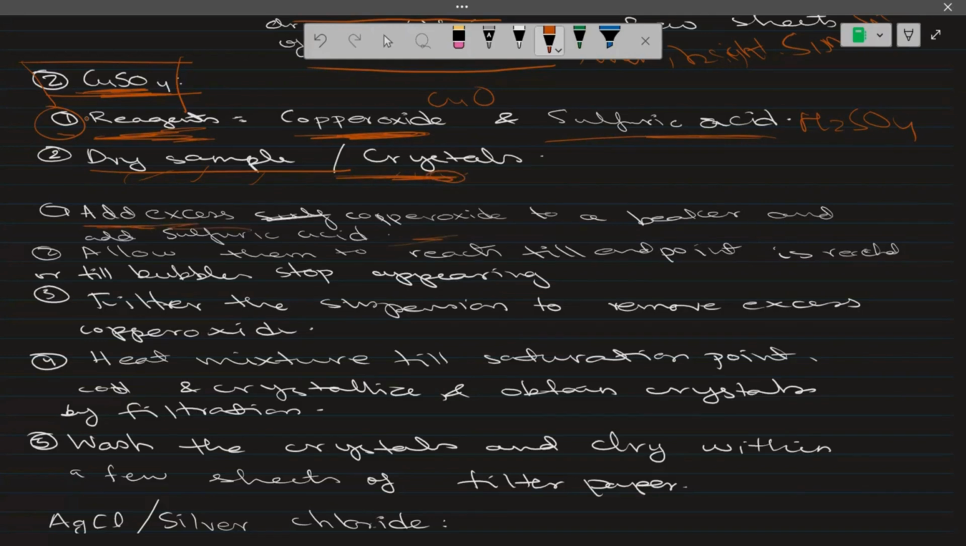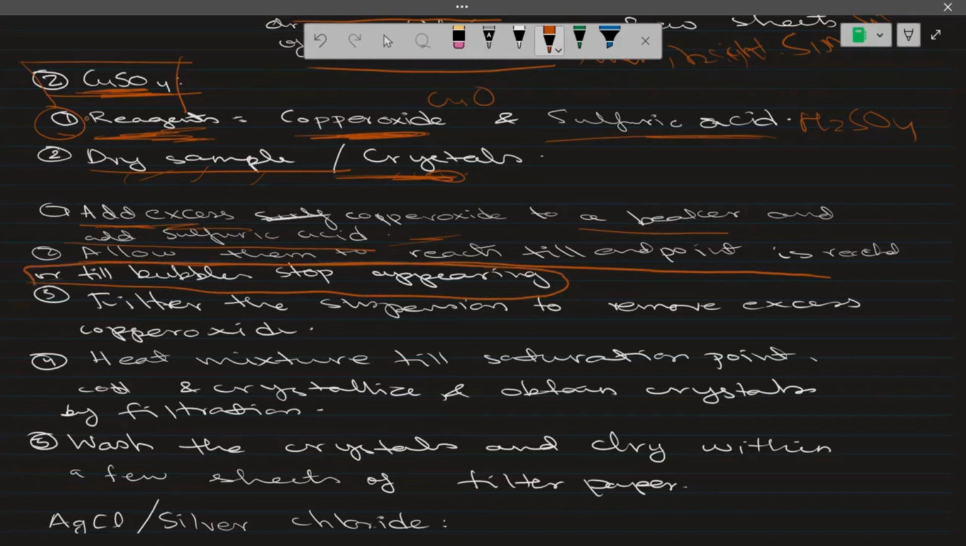So add excess copper oxide to a beaker and add sulfuric acid. Then allow them to react till the endpoint is reached, or till bubbles stop appearing. These are some very basic points, but they earn a lot of marks. Now filter the suspension to remove excess copper oxide, because we have added excess copper oxide. The excess which does not react with the sulfuric acid, we will remove by filtration.